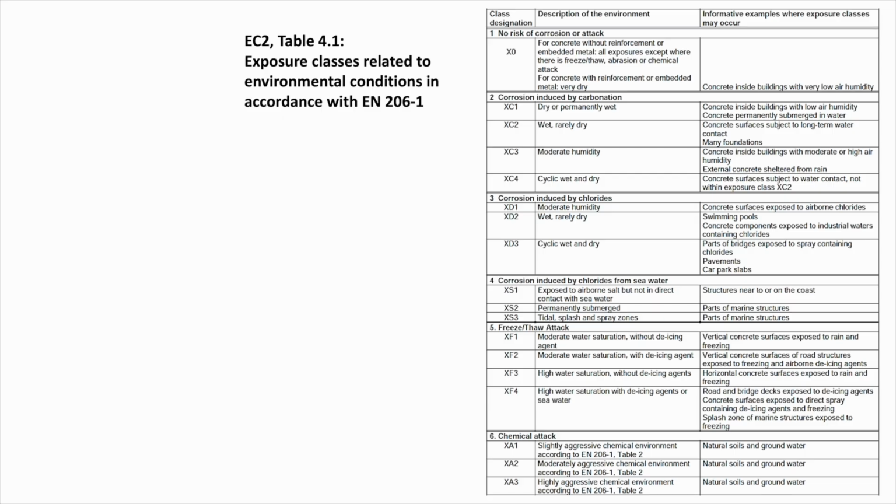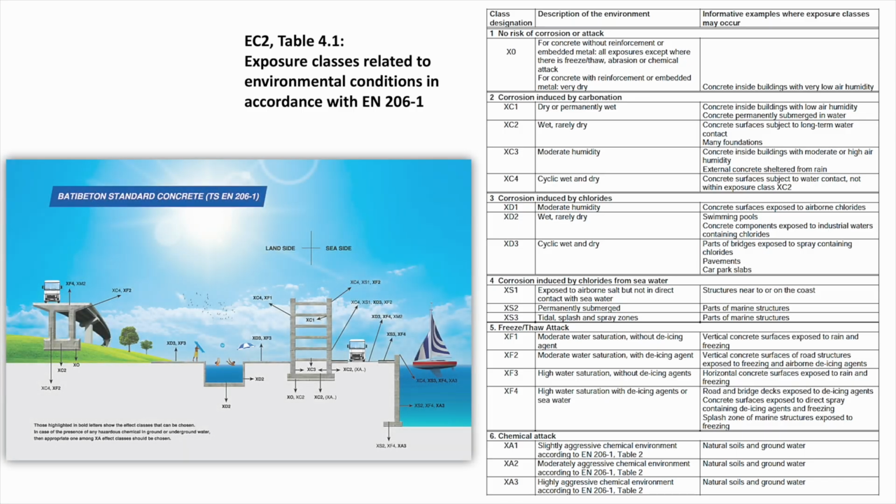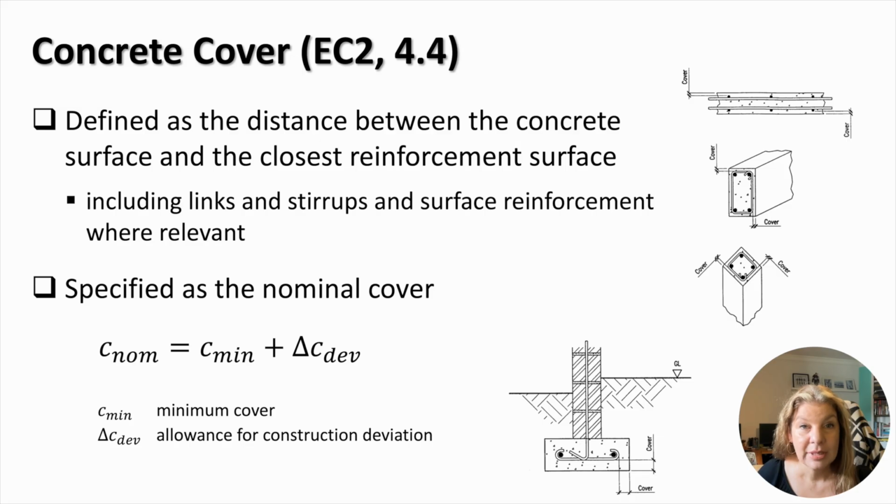Table 4.1 in Eurocode 2 provides descriptions and examples of corresponding environments. As mentioned earlier, different parts of one structure can be exposed to different environments. Examples of different environments with corresponding combinations of exposure classes are shown in this picture. One of the main parameters in the design of reinforced concrete structures is cover. Cover is defined as the distance between the concrete surface and the closest reinforcement surface. This distance includes links and stirrups and surface reinforcement where relevant. In the picture on the right, you can see examples of concrete cover.